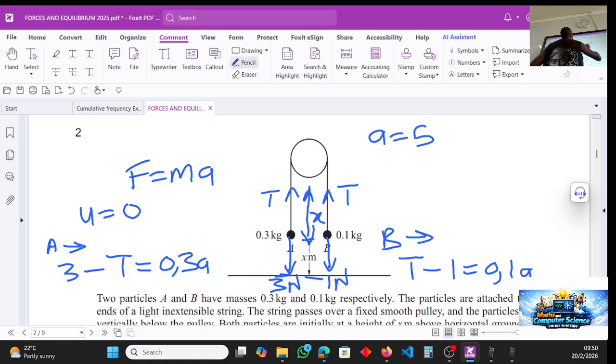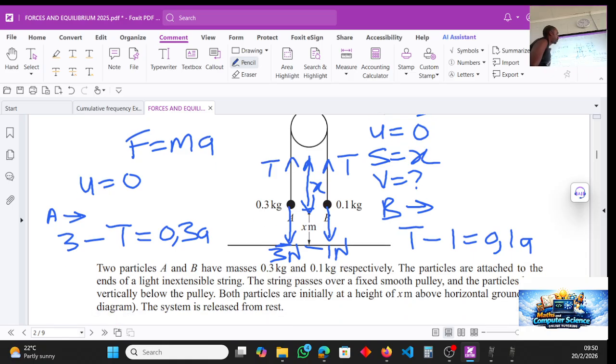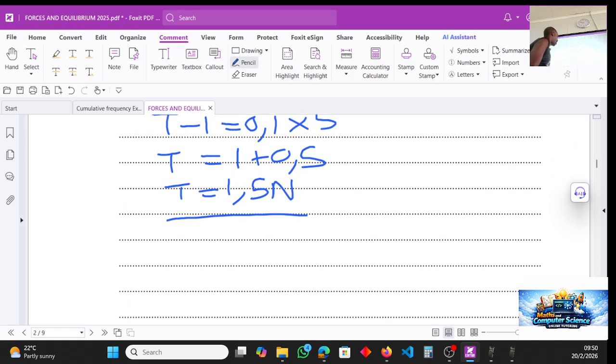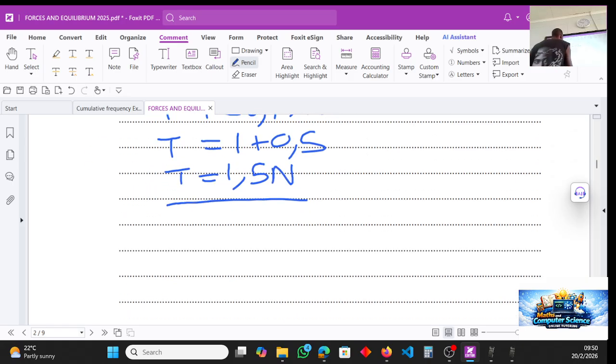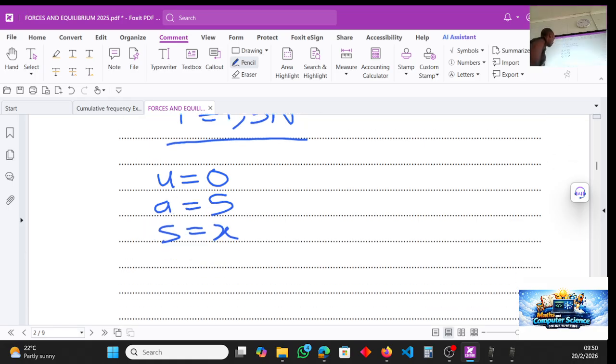So a is 5, and what we know is the initial velocity was 0, and also the distance to be covered is x. What's our interest? Our interest is to know the final speed. So with those things in mind, I'm going to rewrite them below so that our calculations are easier. We're saying initial speed is 0, our acceleration is 5, and s, the distance, is x to be covered. So we are interested in the value of v.